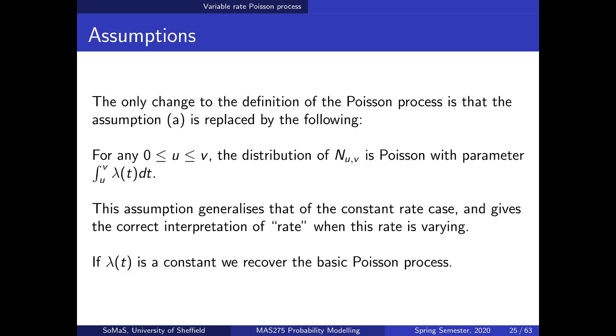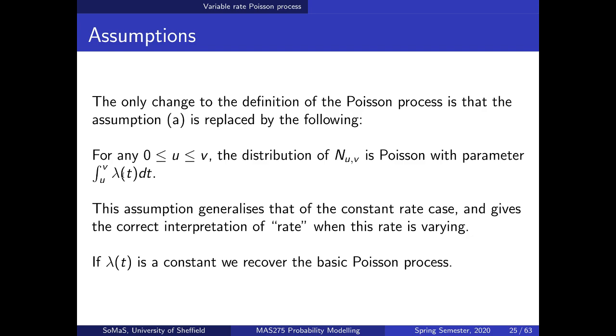So, how do I define this? Well, it's not too complicated, we've got to replace assumption A by a more general version. So remember, A was that the amount of occurrences happening in a time interval is Poisson, and the parameter is lambda times the length of the interval. Now we're going to say that it's still Poisson, but instead of having lambda times the length of the interval, we're going to integrate lambda over this interval. So integral from u to v of lambda of t dt.